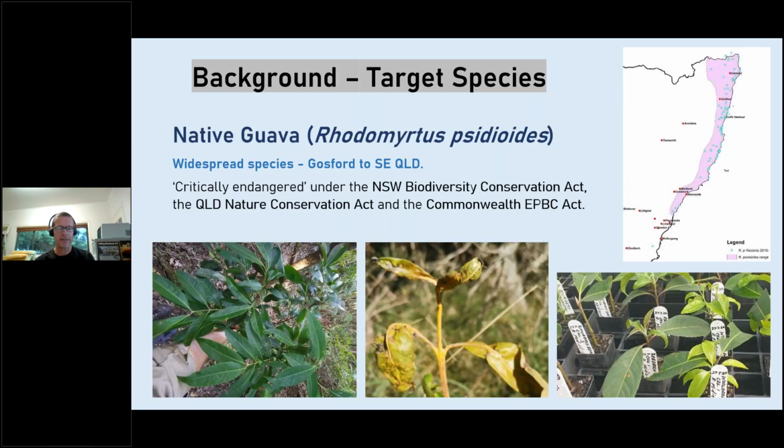Rhodomyrtus psidioides is a very similar situation. It's distributed from just north of Sydney, from Gosford, up into southeast Queensland. It's more of a littoral rainforest species, but also does occur further inland. Again, it was once very common, and it's been hit particularly badly by Myrtle Rust. I've been working on both of these species since they were listed in New South Wales.